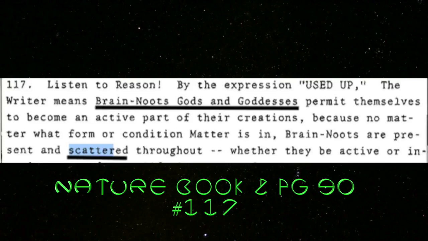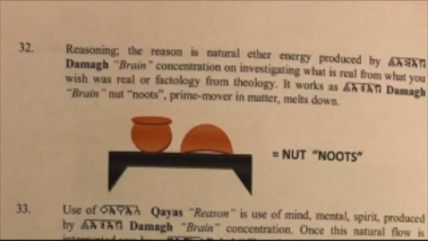That's interesting, and I'm glad that this came out, because the Wapians are plagiarizing and they're trying their best to throw it all together. It makes no sense. Like they'll say this coming out of one of their books, I don't know which one it is, but it's a reasoning. The reason is natural ether energy produced by brain concentration and investigating what is real from what you wish was real, or factology from theology. It works as brain noot and newts, prime moving matter.